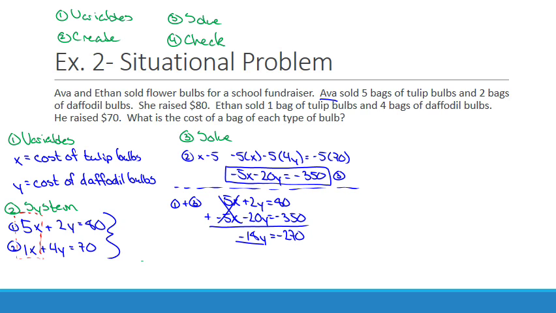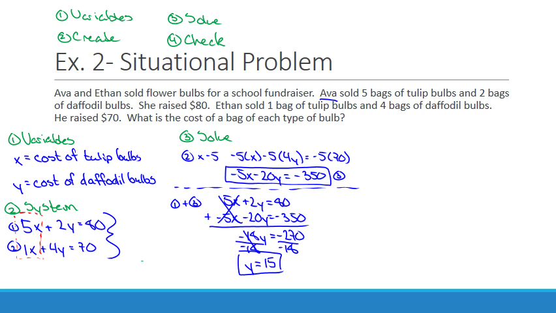Now I've got to divide that by -18. Now again, it's a real world problem. We're looking for costs, so we can't have a negative answer here. When I work that out though, 270 divided by 18 works out to 15, meaning it's $15 for a package of the daffodil bulbs. So that is the y.